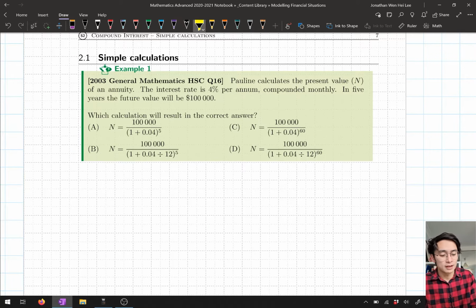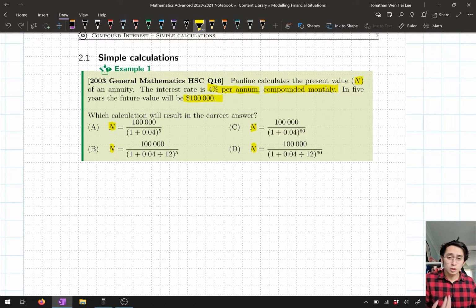So here, instead of using PV, they've actually called it N of an annuity. The interest rate is 4% per annum. It's compounded monthly. In 5 years, the future value will be $100,000. Which calculation will result in the correct answer? So here, if you have a look, we want to find what the present value is for this particular scenario.